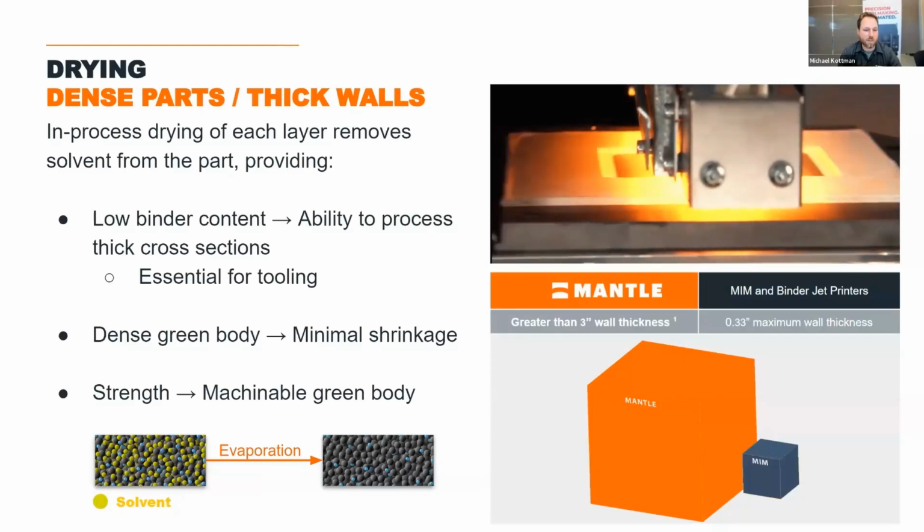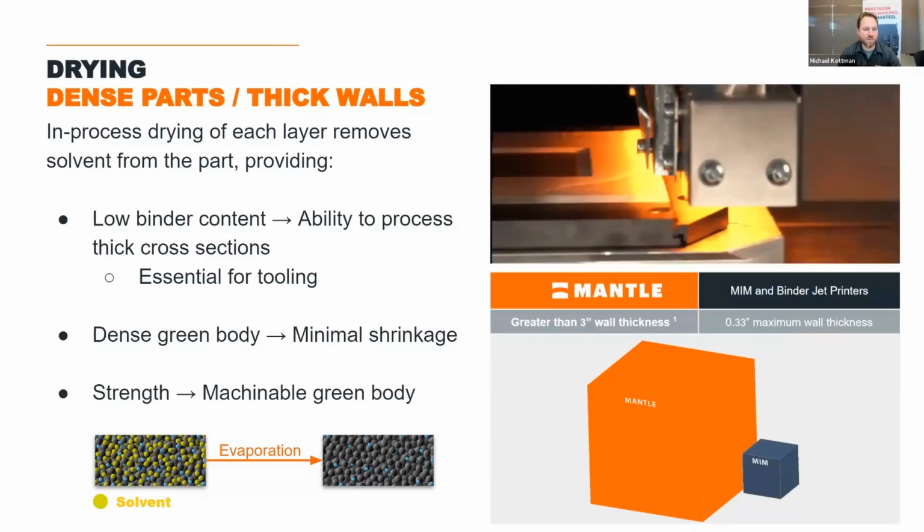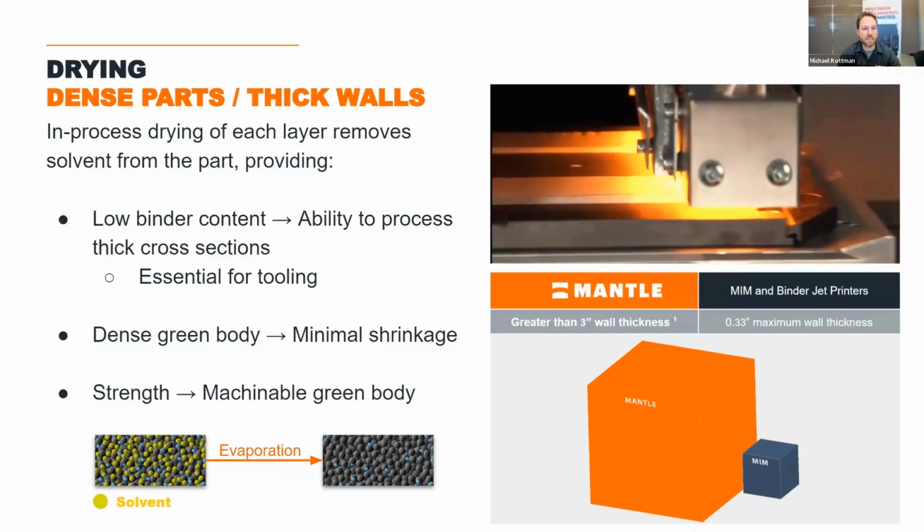And for tooling in particular, getting to these thicker wall sections is critical so that we're not limited to just tiny inserts. And then, like I mentioned, I'll come back to a lot of the same things from the base, but it also gets us the dense green body, reducing our shrinkage and the high green body strength so that it's machinable in an incremental process, which I'll come back to again.